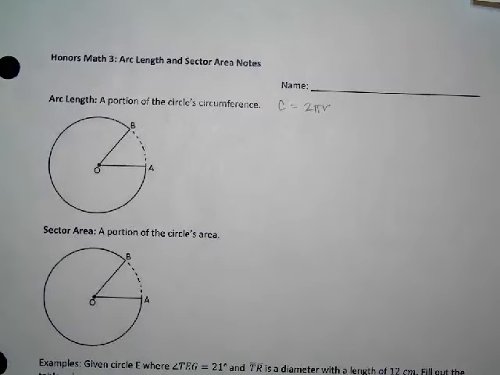So to make the formula for arc length, we have to think about how I could take just a portion of the circumference. I want to find a percentage of that, okay? When you find a percentage of something, you do a part of something out of the whole of something. Does that make sense? You do a part out of the whole.